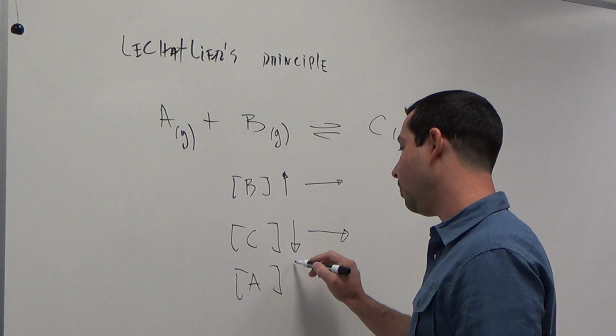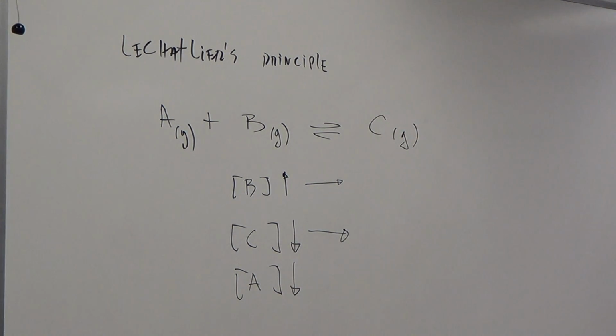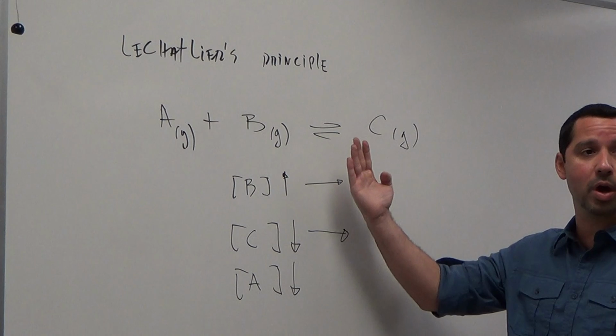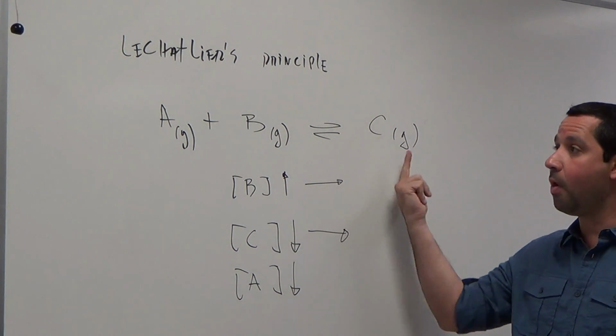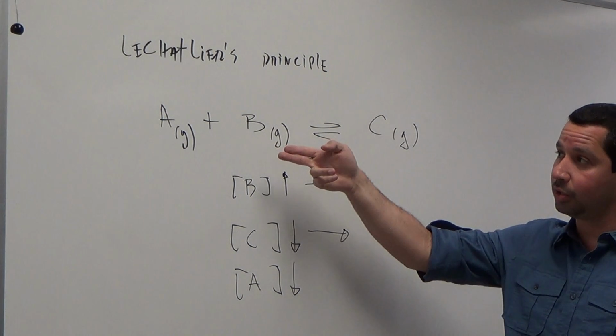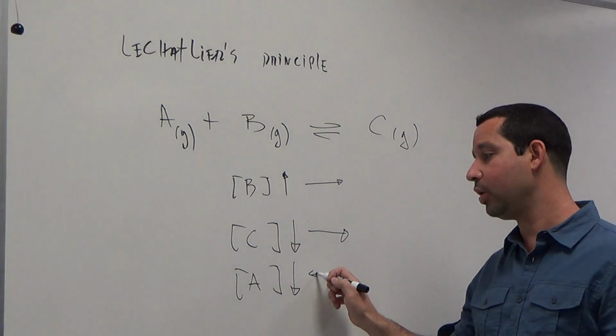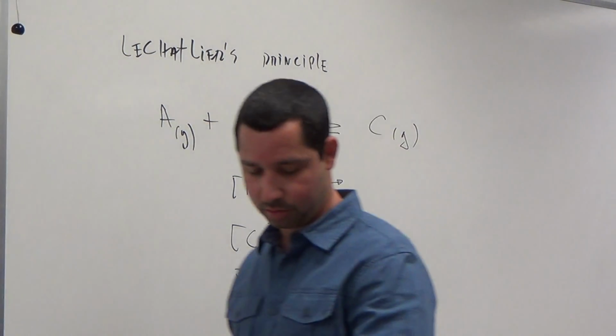The concentration of A goes down. What does the system try to do to A? Increase the concentration of A. The only way to increase the concentration of A is by going where? If you go forward, you use them up. It goes reverse, because reverse makes A and B. And it wants to increase A, so it goes reverse.